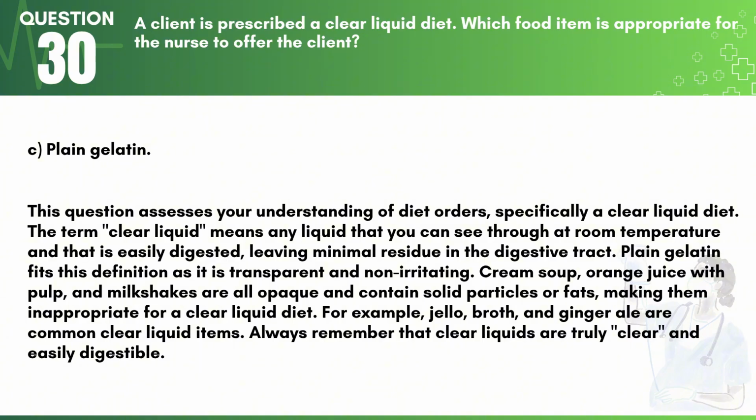Cream soup, orange juice with pulp, and milkshakes are all opaque and contain solid particles or fats, making them inappropriate for a clear liquid diet. For example, Jell-O, broth, and ginger ale are common clear liquid items. Always remember that clear liquids are truly clear and easily digestible.